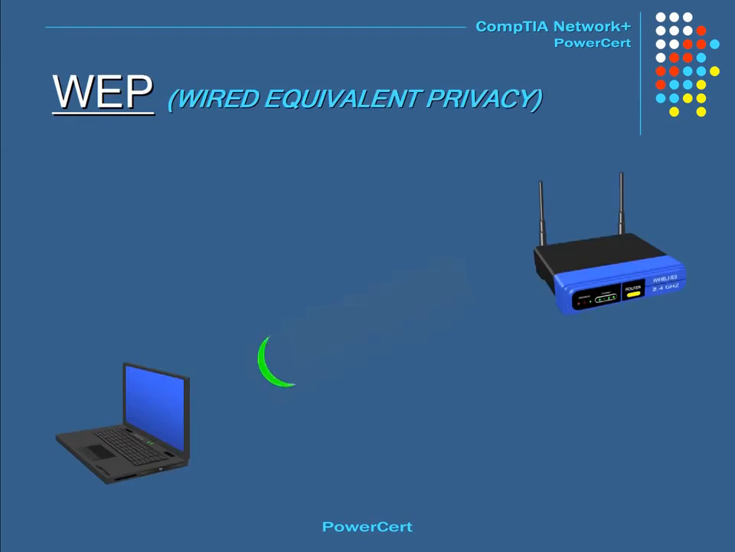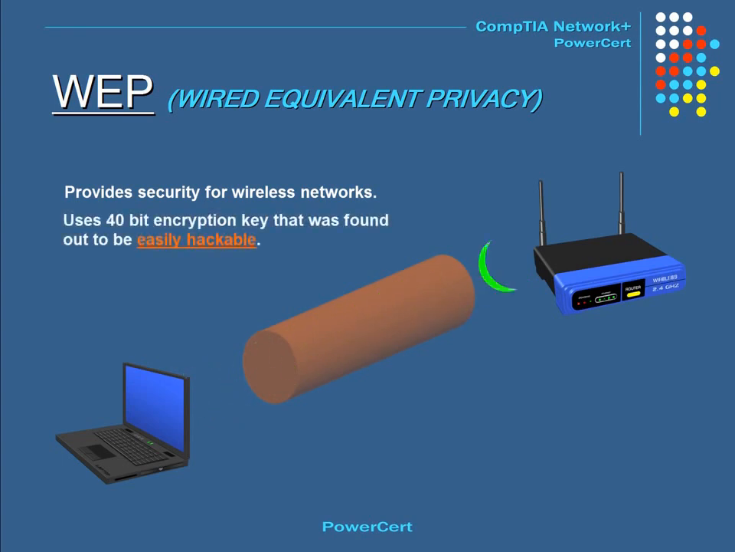Wired Equivalent Privacy, WEP, is one of the security protocols that are used for wireless networks. And as its name implies, it's meant to supply the same security to wireless networks as it did for wired networks. But this turned out not to be the case. After time, it was found out that the 40-bit encryption key that WEP used was not secure and it was easily hackable. So a better security protocol was needed for wireless.